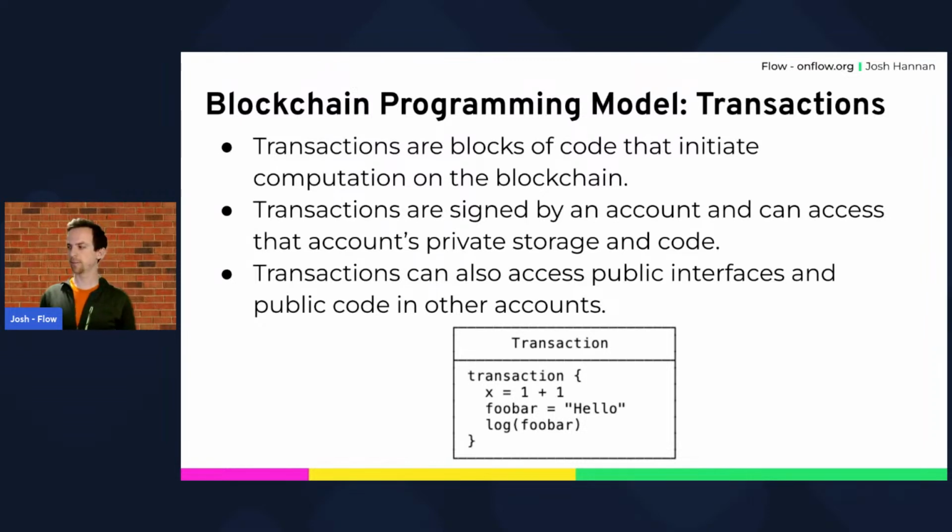But the unique thing about transactions on Flow is that transactions can contain any arbitrary amount of code. So unlike something like Ethereum, where a transaction is simply a single function call, on Flow, you can do basically anything you want in a transaction, any number of operations that you want.